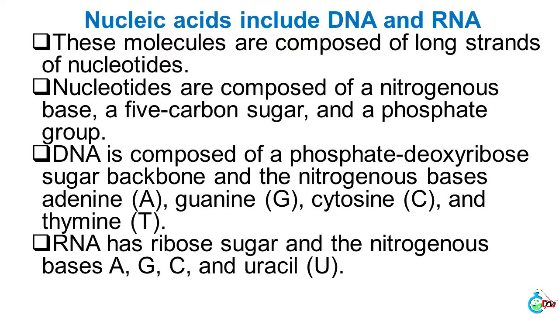These molecules are composed of long strands of nucleotides. Nucleotides are composed of a nitrogenous base, a 5-carbon sugar, and a phosphate group. DNA is composed of a phosphate-deoxyribose sugar backbone and the nitrogenous bases adenine (A), guanine (G), cytosine (C), and thymine (T). RNA has ribose sugar and the nitrogenous bases A, G, C, and uracil (U).